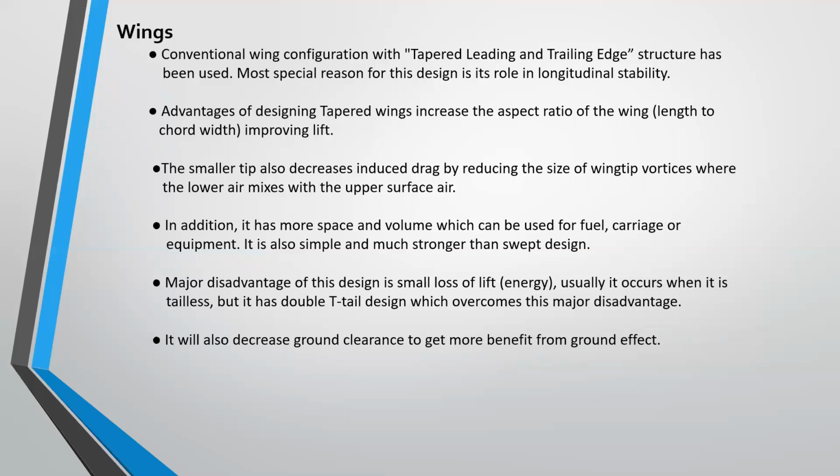In addition, it has more space and volume which can be used for fuel inside the wing, and it is also much stronger than the swept wing design. The major disadvantage of this design is a small loss of lift. But usually that occurs when it is tailless, and since it had a double T-tail design, I managed to overcome that issue. Also, it decreased ground clearance to get more benefit from ground effect.